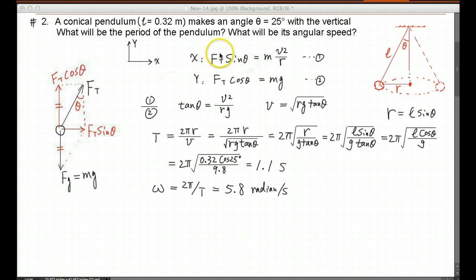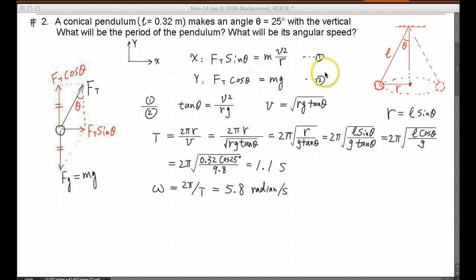Since that's the only force, it should be the net centripetal force, so Ft sine theta equals mv squared over r, because this is the application of Newton's second law, net force equals ma. And then look at the y direction. The motion is in this plane, so we don't have any displacement in this direction, so there's no acceleration. So these two forces must be balanced. We let Ft cos theta equals mg.